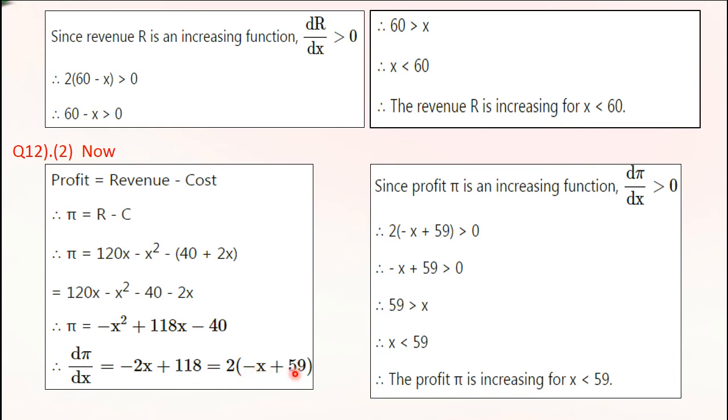Now, since the profit function is an increasing function, what is the condition given? So d pi by dx is greater than 0. That is 2 into (minus x plus 59) greater than 0. And 2 is positive, then minus x plus 59 also will be positive, or greater than 0. So 59 greater than x, that is x less than 59. That is, the profit pi is increasing for x less than 59.